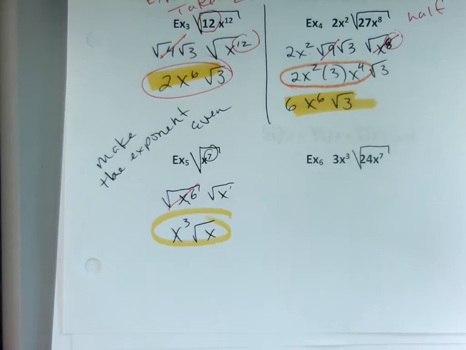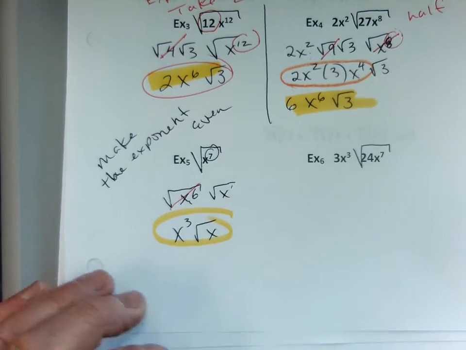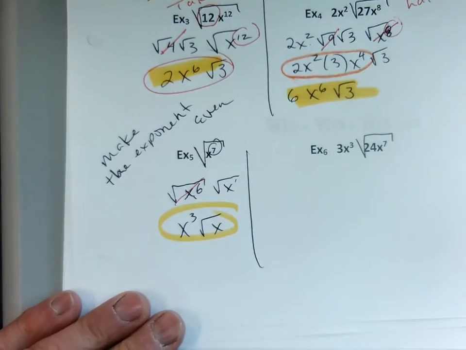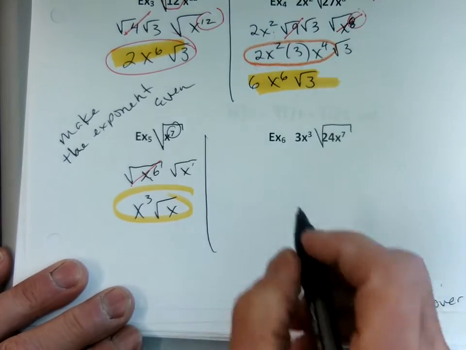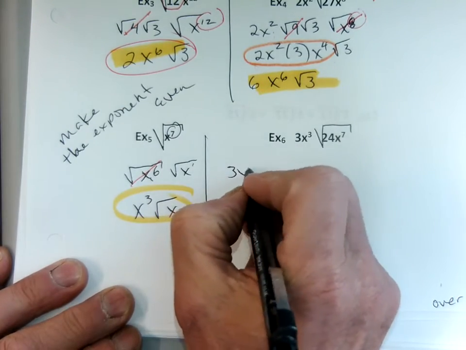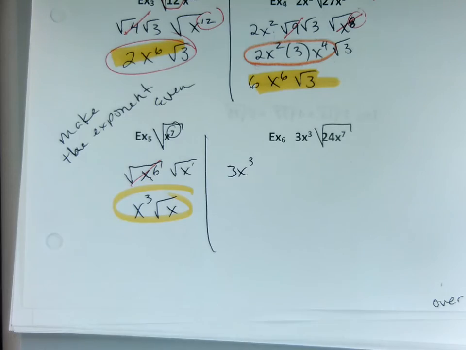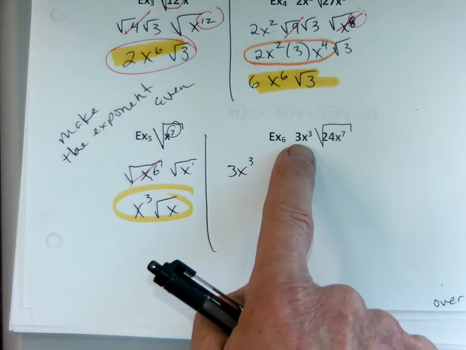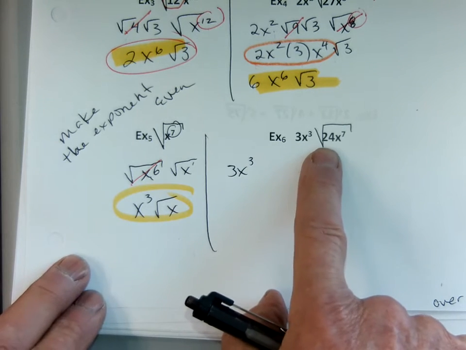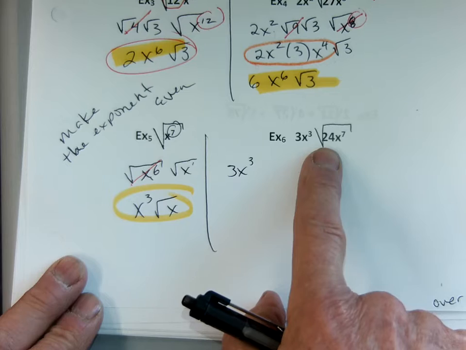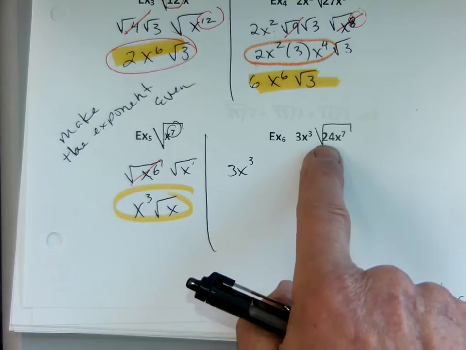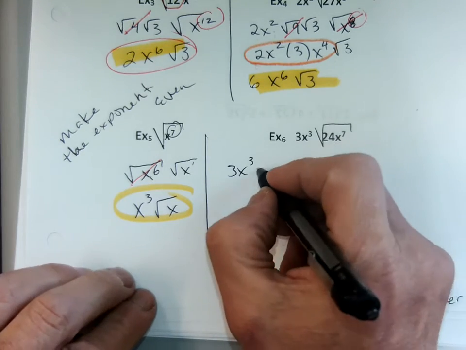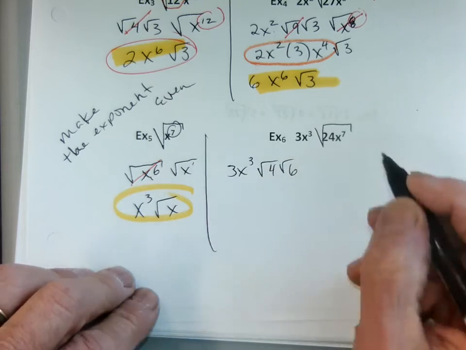Example 6. All right, I got some work to do. So on example 6, it's like looking at 3 different problems. It really is. The first part is this 3x cubed. It's done. It's outside. Leave it alone. We're going to come back to it, okay? This 3x cubed is out of the x squared, so just write it down. 24. What times what makes 24? Good. 4 and 6. Not 2 and 12. 4 and 6. Awesome. Square root of 4, square root of 6, okay?